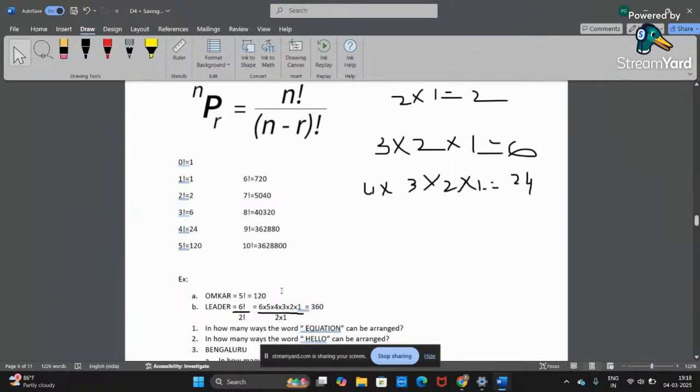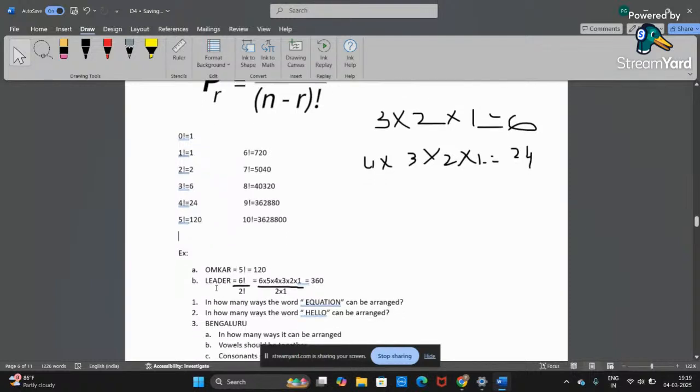Okay. Now let's move on to find the answer. Omkar is equal to 5 factorial. Why is it 5 factorial? Because there are 5 letters in the word Omkar. So 5 factorial, we can write it as 5 into 4 into 3 into 2 into 1. So here I have written that 5 factorial, the value will be 120. Here the letters are not repeated, so I'm not dividing anything. Okay, let's move on to next one.